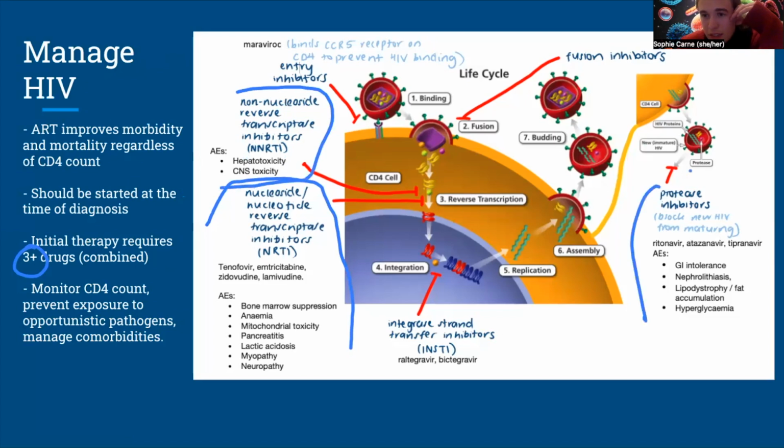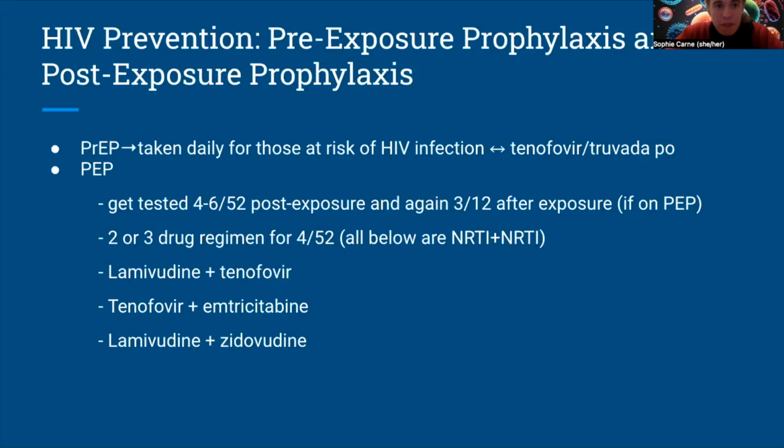So these are all the different types of antiretroviral therapy that you might want to use for HIV. And then again, monitoring the CD4 count, preventing exposure to opportunistic pathogens because obviously it's an immunodeficiency virus, and then manage their comorbidities too. Do you need to know specific drugs? Probably not.